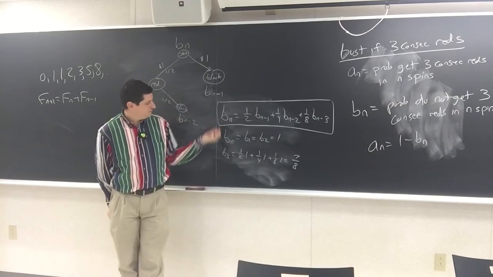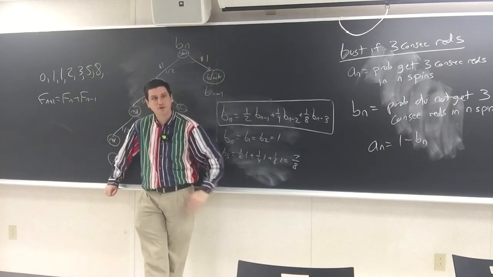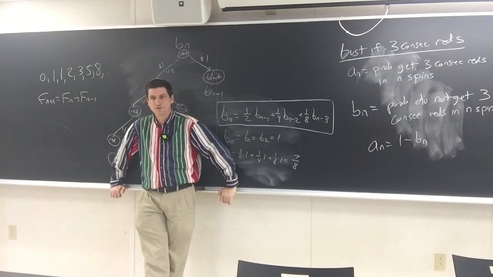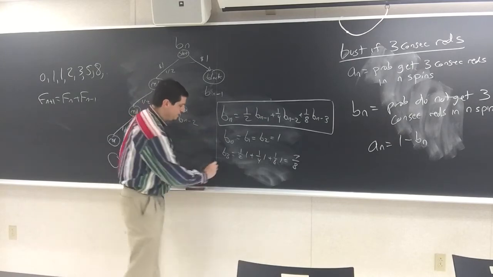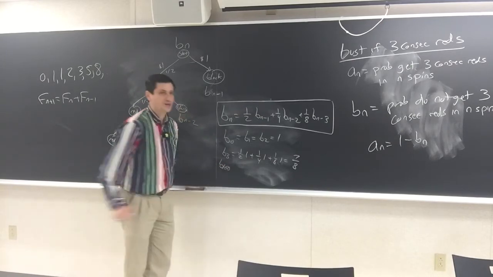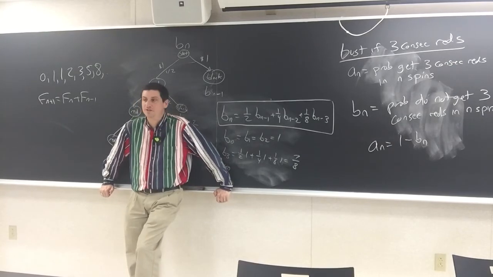We can then calculate B4, B5, B6. You can write an Excel program and just march down the columns. So for those of you who are not here today, you will write the Excel program and calculate what B100 is. Okay? If you try to do instead of 3 consecutive reds, 5 consecutive reds, the probability is, I think, around 81% that you will have 5 consecutive reds in the first 100 spins.